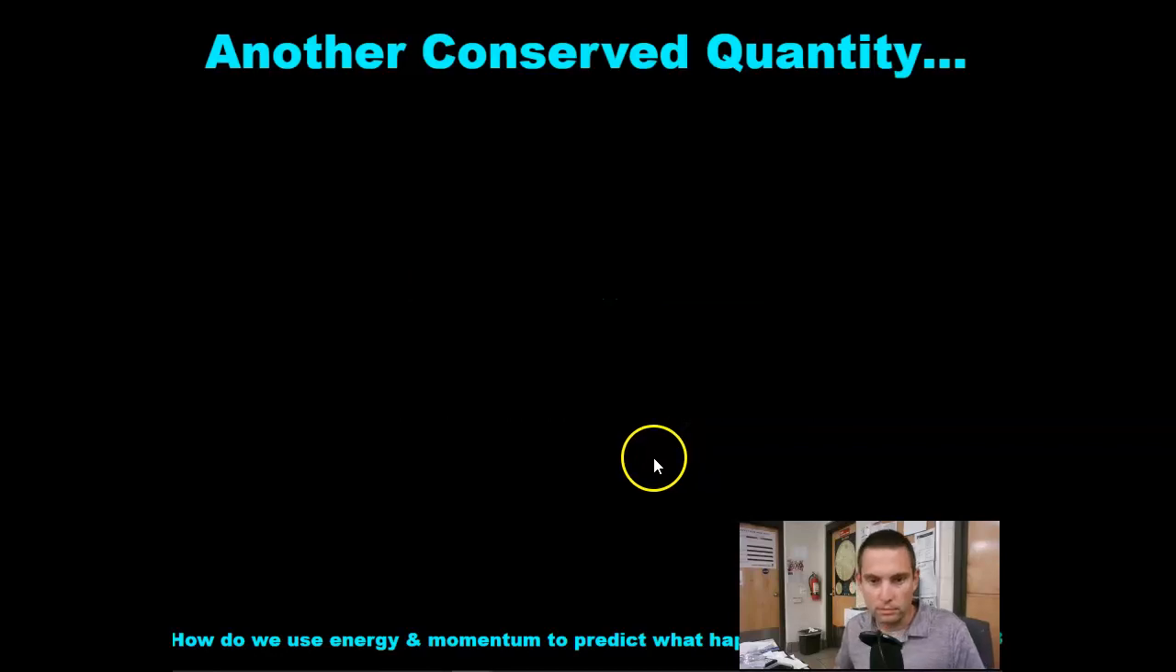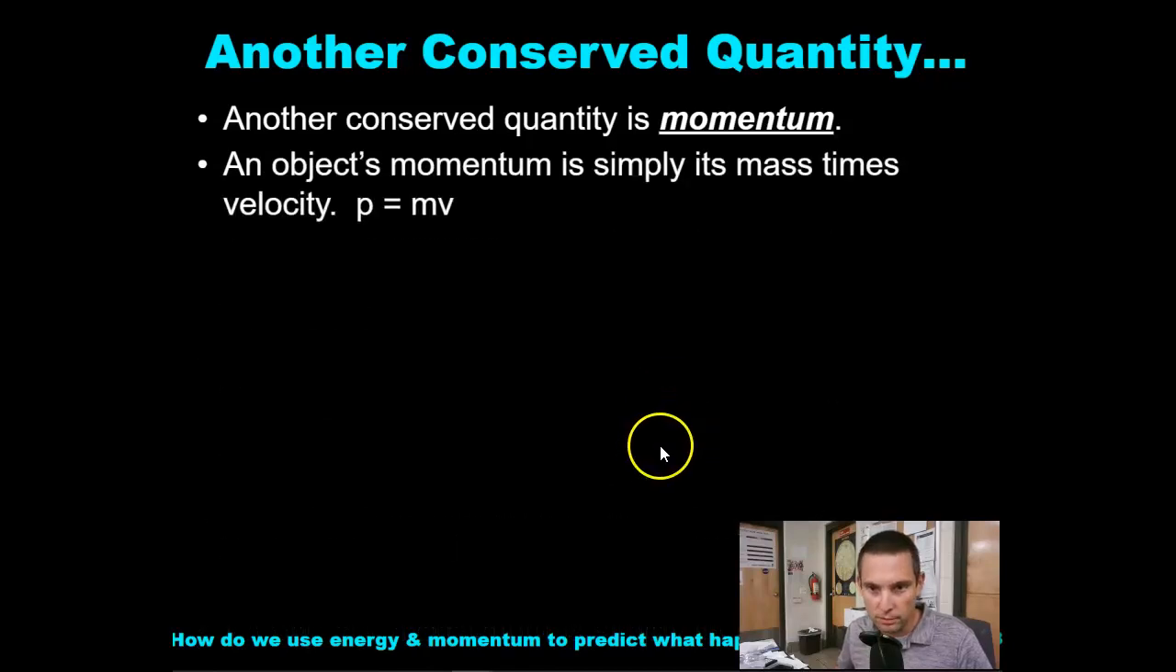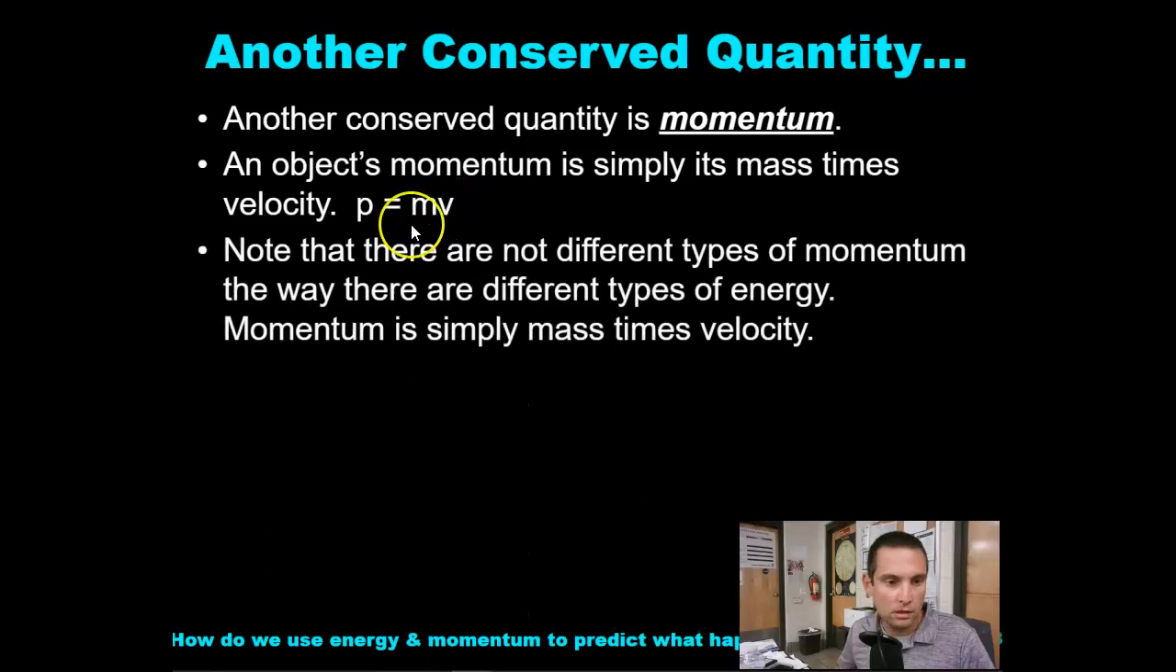On to momentum. Another conserved quantity is momentum. An object's momentum is simply its mass times its velocity. Remember, momentum is lowercase p equals m times v. Note that there are not different types of momentum the way there are different types of energy. Momentum is simply mass times velocity.